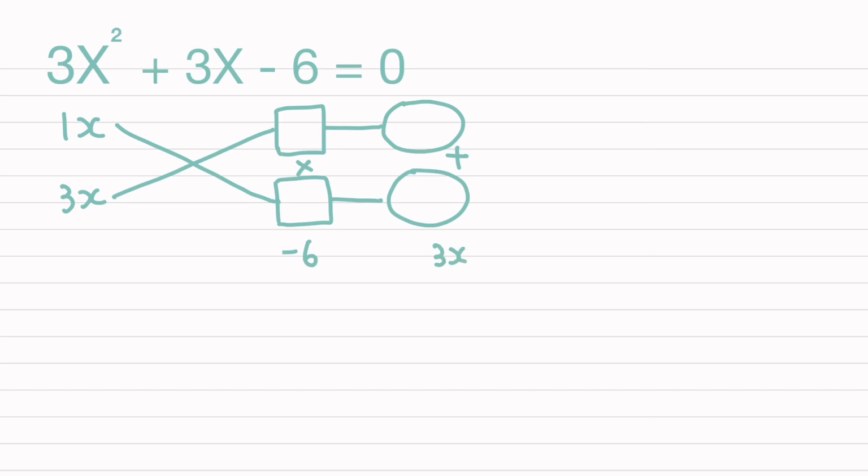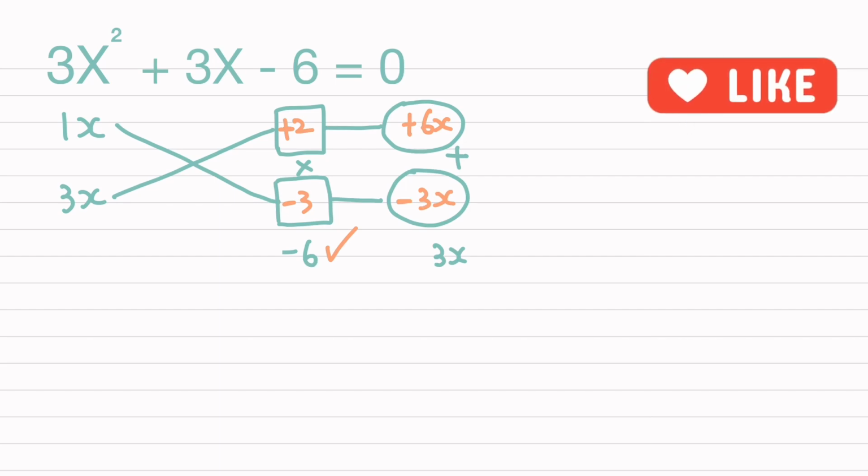So let's try. Since it's 6, how about 2 and 3? 2 times 3, with negative here, then it should give me negative 6x and positive 3x. Actually, it's better if we have positive 6x and negative 3x here. So let's change the signs. If we multiply 2 and negative 3, it does give me negative 6. 6x minus 3x does give me 3x. So these numbers check out.